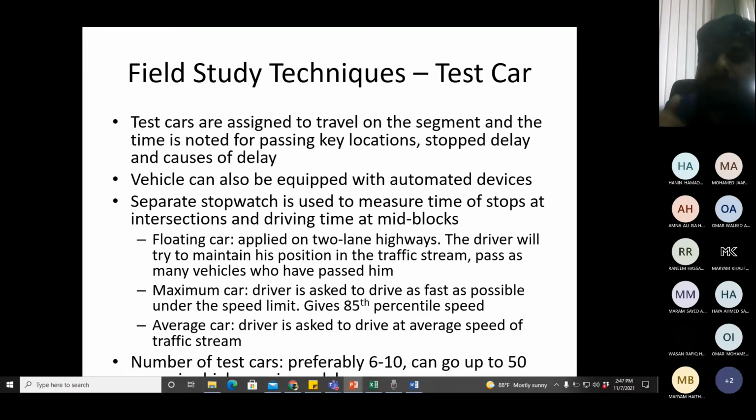And why are we applying the limit? So that we do not disturb the normal flow of traffic. Normal meaning which would have been without the test cars.